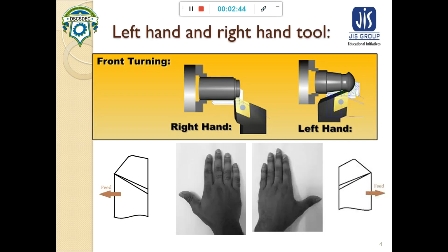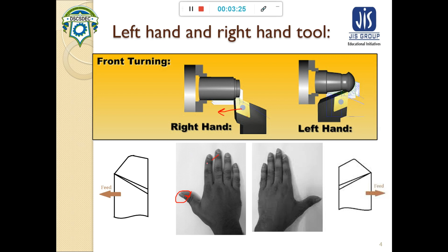So first, left hand and right hand cutting tool. What is right hand cutting tool and what is left hand cutting tool? When you put your right hand like this, and if the feed is in the direction of your thumb, then the cutting tool is known as right hand tool. When the feed is given on this side, at that time this tool is known as right hand tool.